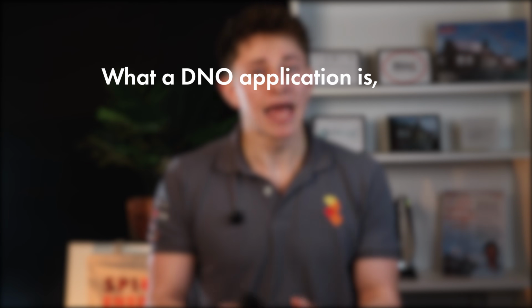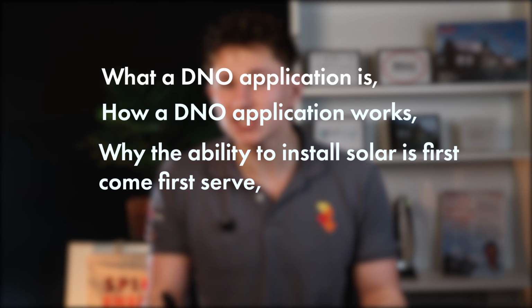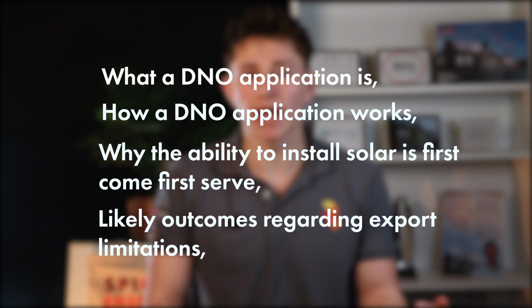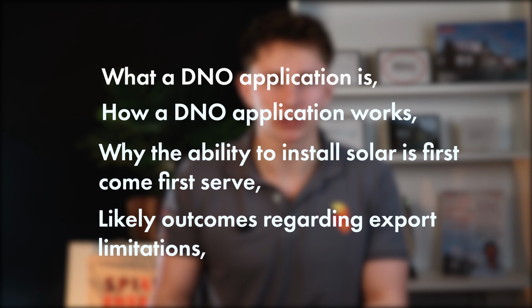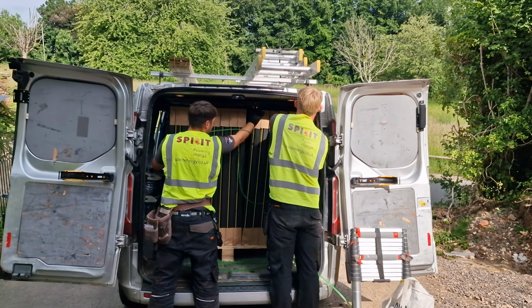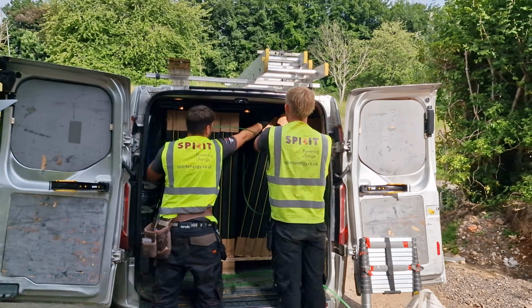In this video, I'm going to talk about what a DNO application is, how it works, and why the ability to install a solar system is first come, first serve. I'll also cover the likely outcomes that you'll get with regards to generation and export limitation. And throughout the video, I'm also going to give you 2 simple tips to consider when making important decisions to do with the design of your solar system, as well as some mistakes and traps to avoid falling into. For example, you need to be very careful to choose the right kit so that you don't shoot yourself in the foot further down the line. And you also need to be very careful to choose an installer that understands the DNO process as well. So hopefully this should be the ultimate guide to DNO applications in the UK.